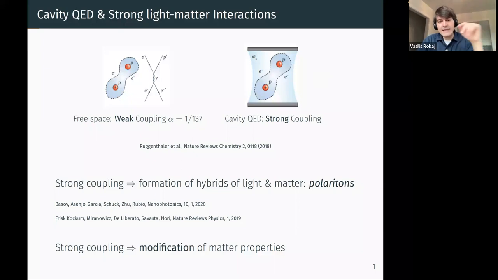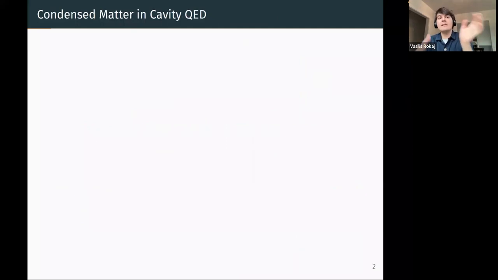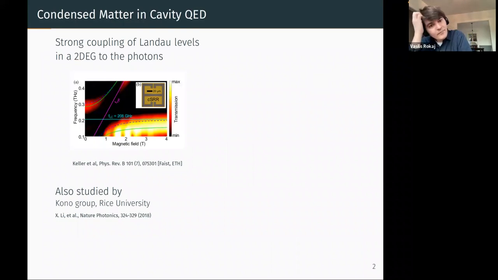As I was saying, polaritons have now been explored both in condensed matter and in chemistry. Particularly in condensed matter, experimentalists have been able to couple 2D electron gases to cavities. What I mean by that is Landau levels in 2D electron gases. We have a 2D material in a homogeneous magnetic field, and we couple it to the cavity. In this plot you can see this large avoided crossing, the Rabi splitting, between the Landau level excitation and the cavity excitation.